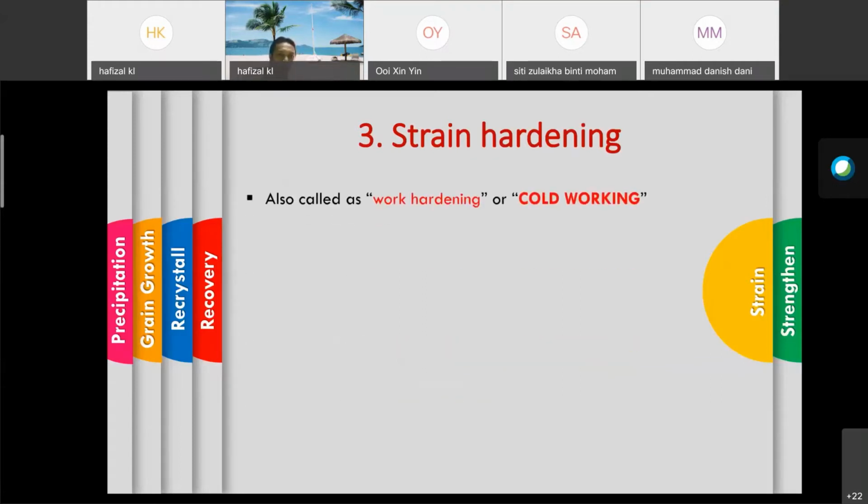So also called strain hardening. The other term is cold working, or work hardening. Basically, the terms work hardening, cold working, and strain hardening mean the same thing. Mainly when they use cold working, they associate it with hot working, because we can compare the cold working process and the hot working process and see the difference between them.